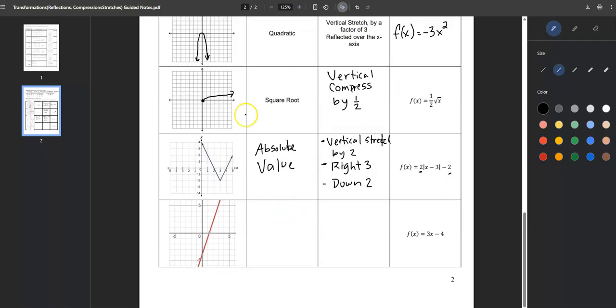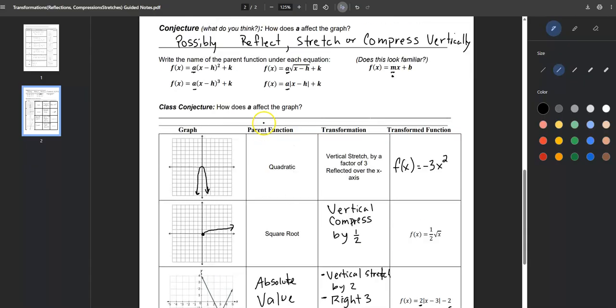And then this last one, usually this is my linear that's right here. So this is a linear equation. And then if I look at here, this A, it has been stretched. So this is a vertical, again, stretch by 3, or this would be our slope. And then it's moved down 4 because of that -4 on the outside. Okay? All right. So you guys should be able to recognize all of those.